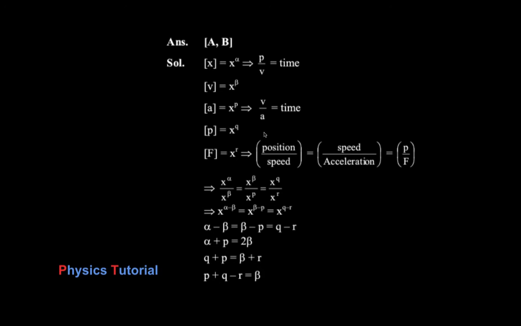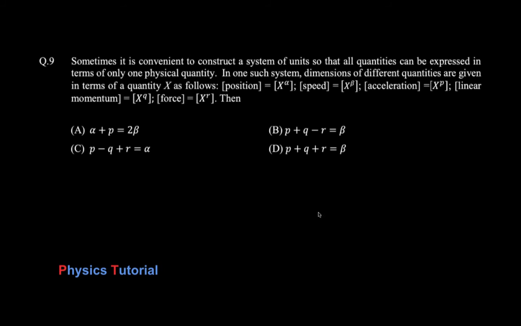Just compare all these. If you convert in terms of p, v and a like this, then x to the power alpha upon x to the power beta, and then x to the power beta upon x power p, x power q upon x power r, equate this. Now equating here, alpha minus beta, you will get beta minus p, you will get q minus r. So in this way, alpha plus p is equal to 2 beta, q plus p is equal to beta plus r, and p plus q minus r equals beta. In this way, if you check, then A and B options are correct.